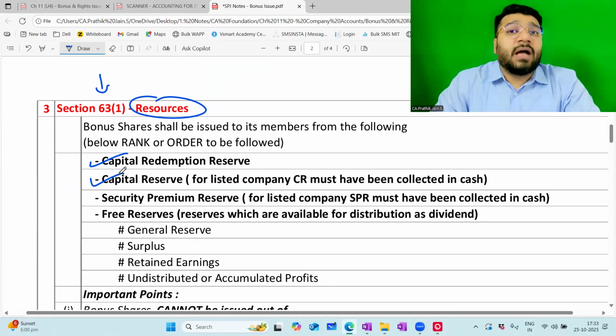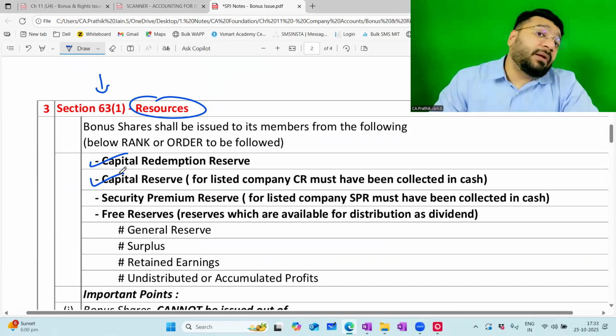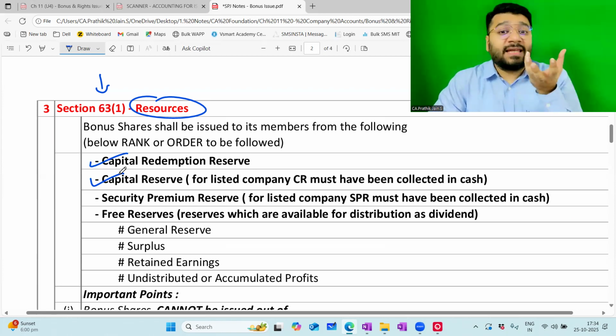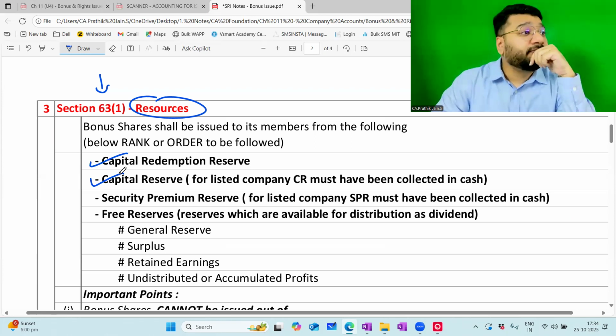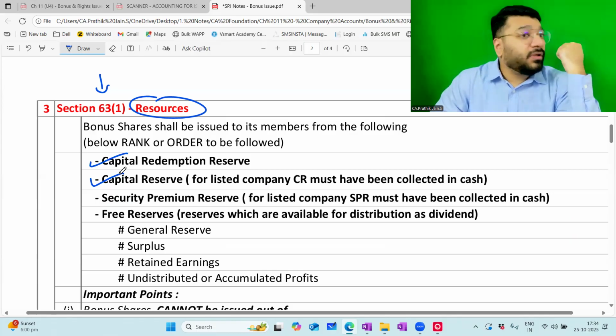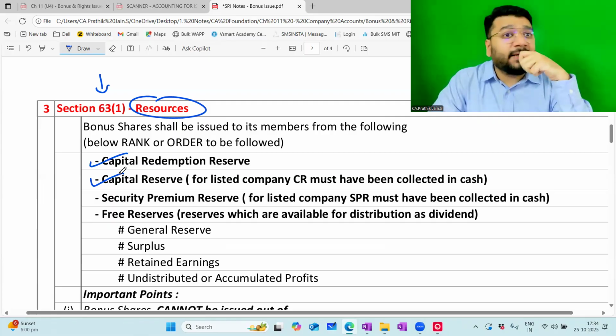Capital reserve. Again, for capital reserve, there is a catch. If you're a listed company, you have to use only that capital reserve which is realized in cash. If there is any capital reserve which is not realized in cash, you can't use it. Example, when we do forfeiture, a share is forfeited. Why is a share forfeited? Because the shareholder did not pay the call money or the allotment money. Whatever money he paid, you are forfeiting that.